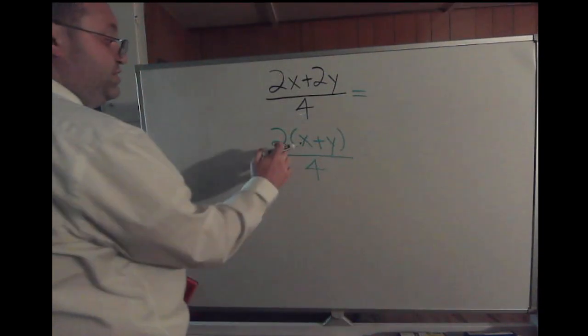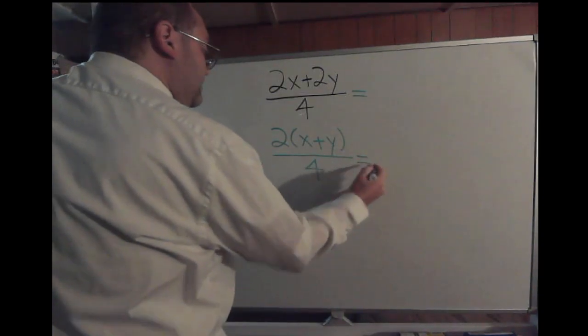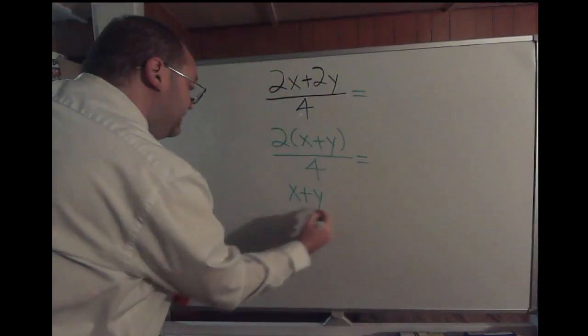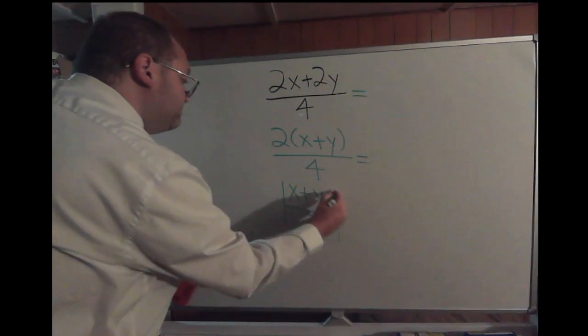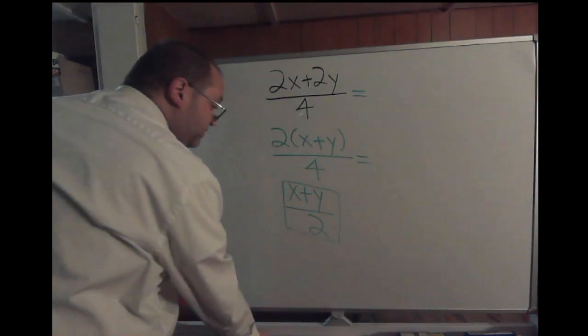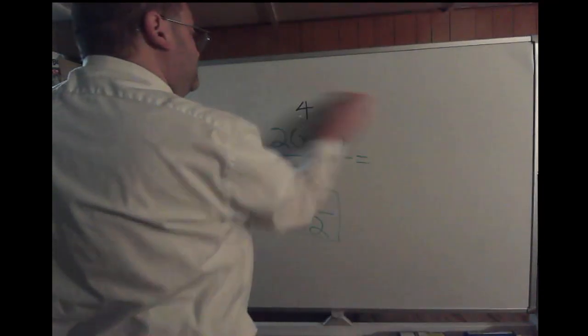Well, we know between the numerator and denominator you could factor out a common 2, and if you do that you just get x plus y over 2. And that would be how you simplify this fraction, would be x plus y over 2. And I got more examples here.